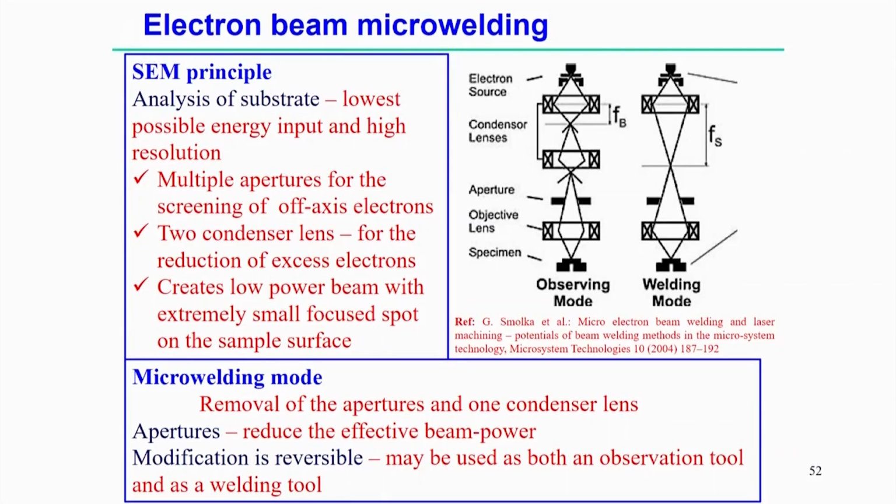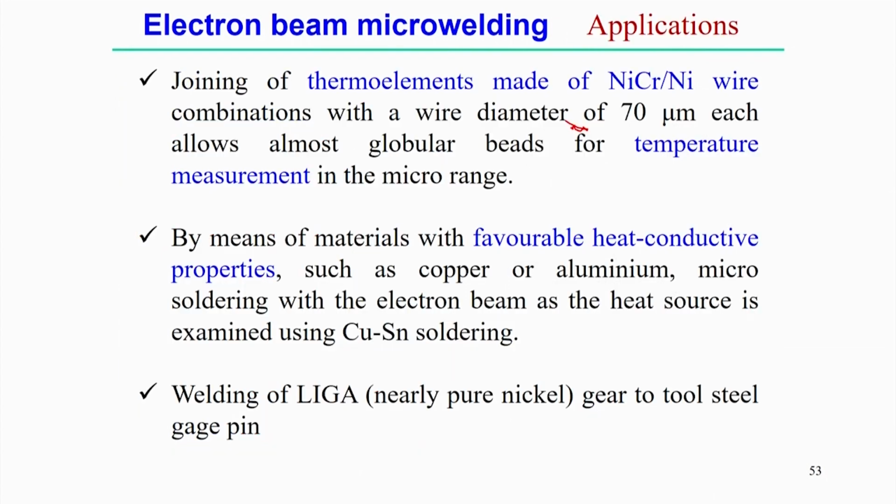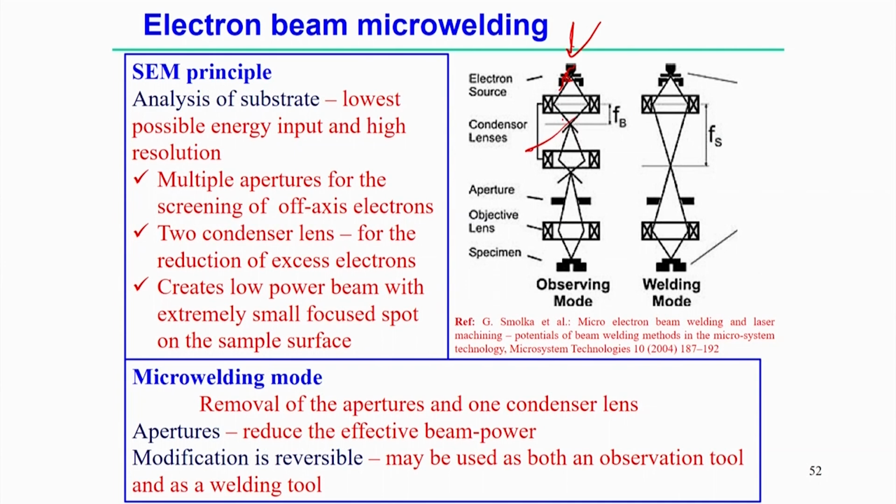Now, let us look at the principle on which it works. Basically, the purpose of the scanning electron microscope, of course, where the source is the electron, is to produce the lowest possible energy input but with high resolution. That is the basic principle of the scanning electron microscope. Its basic optical structure is like this: the electron source, then the condenser lens and aperture, the objective lens, and then the observed specimen. That is the typical optics of the scanning electron microscope.